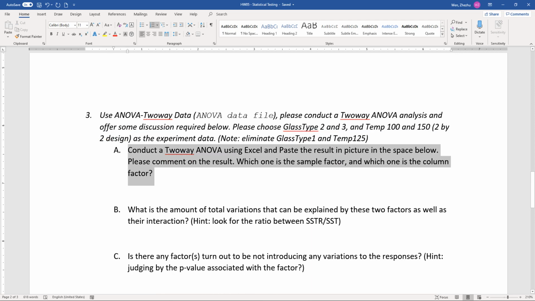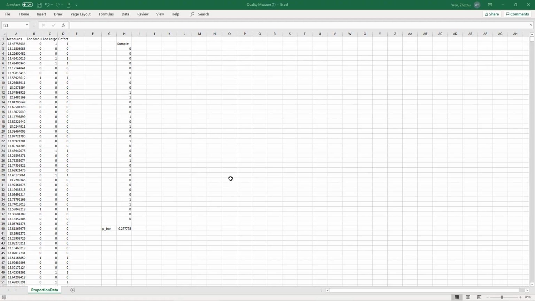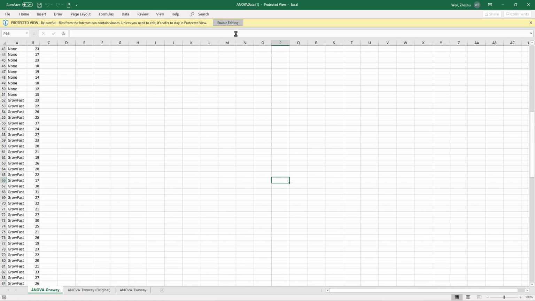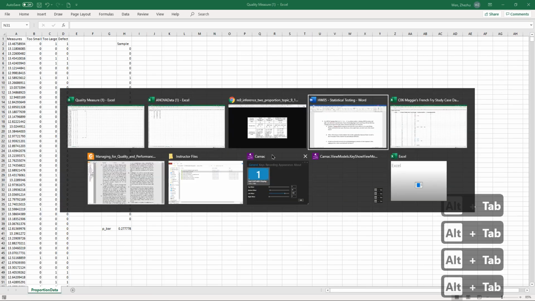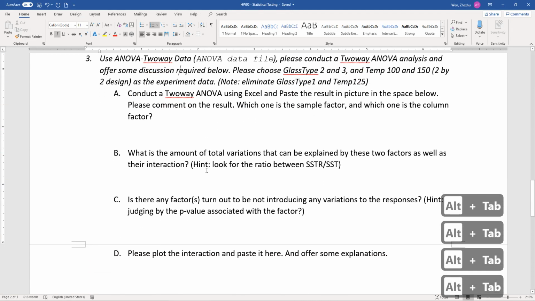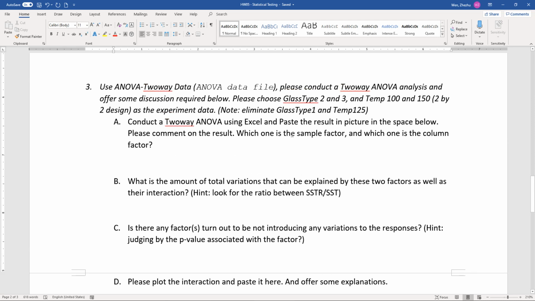So this is a simple ANOVA problem. I'm asking you to use a subset of the ANOVA data here. I tried to give you more interesting ANOVA data, but interesting ANOVA data that is suited for our context is really difficult to find. So instead of using the whole data, I'm asking you to choose these factor levels, a 2x2 design: glass type 2, 3, and temperature 100, 150.